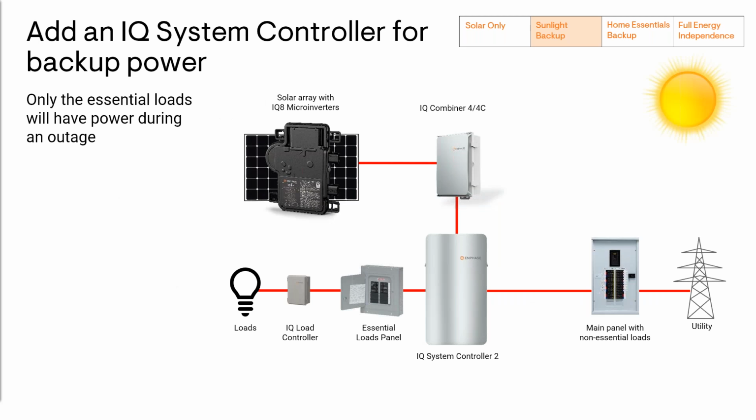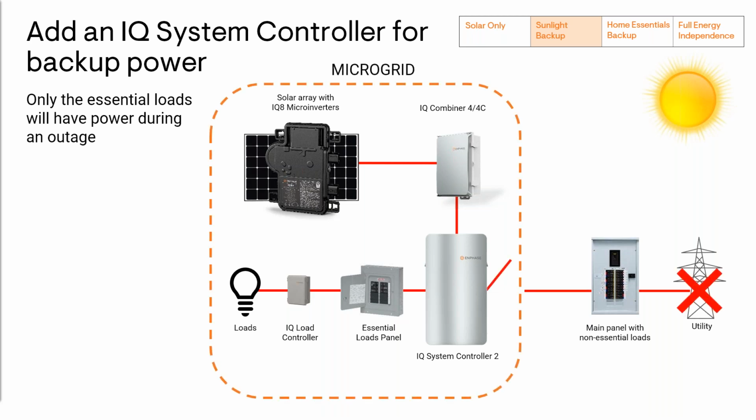Let's review a single line diagram which illustrates how the system works. When the utility grid fails, the IQ system controller disconnects instantly from the utility grid. If it's sunny, the microgrid is instantly formed by the IQ8 microinverters. That means that the essential loads panel will have continuous power from the microgrid. They're not going to have any downtime. However, the circuits in the main panel would no longer have power because they're outside the microgrid. If the power outage occurs at night, the IQ8s will wake up when sunshine hits the solar panels in the morning and form the microgrid.